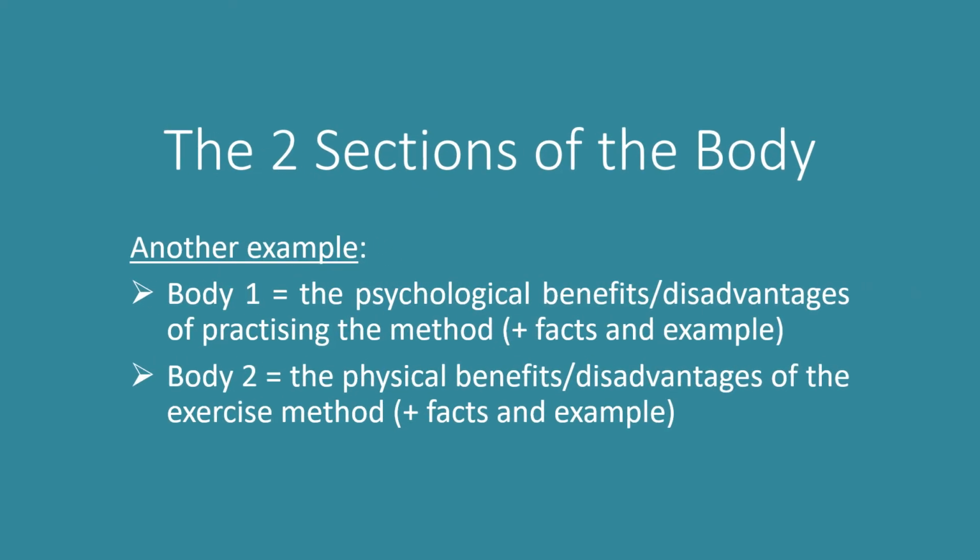Another way of doing this is, in the first paragraph, you can talk about the psychological advantages or disadvantages of practicing the method you've chosen. And don't forget to add facts and an example to illustrate your statement. In the second paragraph, you can talk about the physical benefits or disadvantages of the exercise method and add one or two facts and an example as well.